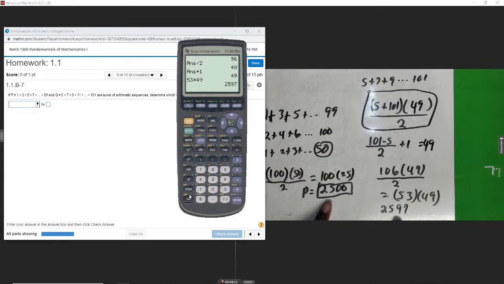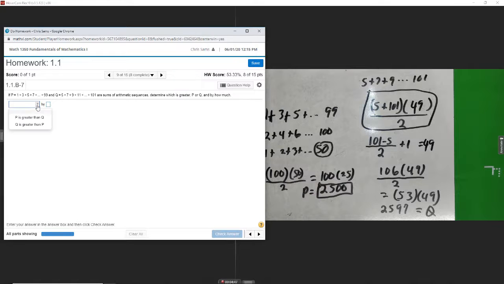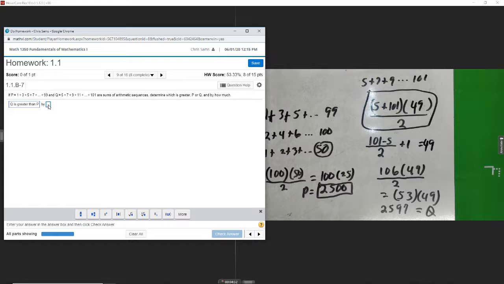Okay, so the Q is bigger by 97. We can just see that at the end. They both got 25 up front, 97. Q is bigger by 97. Q is greater than P by 97.